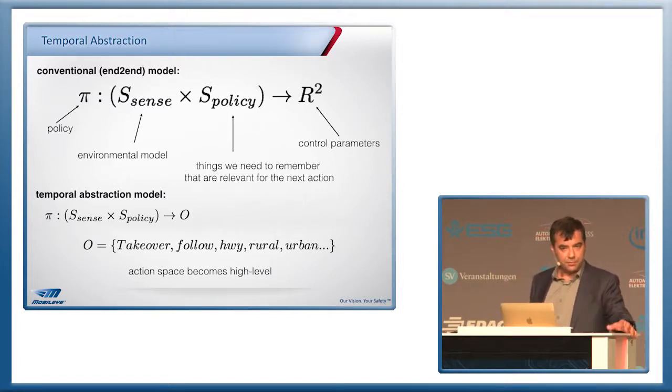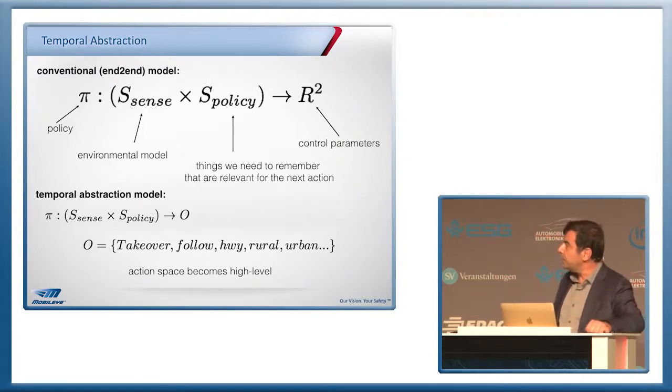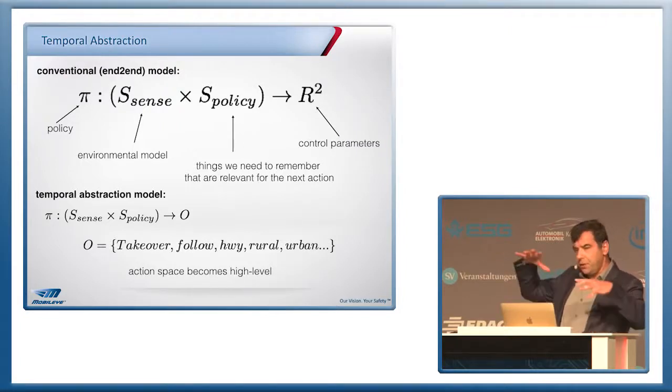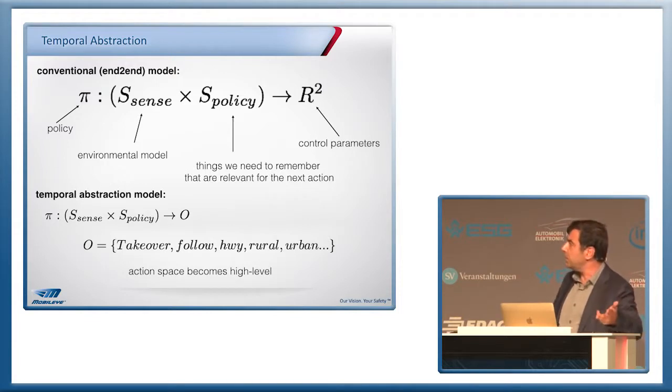This is not good. It means you are not breaking it down. Breaking it down is called temporal abstraction, where you are building a policy not directly to the control, but you can think of this also as a hierarchy. Are you on a highway? Are you on a rural road? Are you in an urban setting? Do you want to take over? Do you want to follow? So first you want to make this decision.